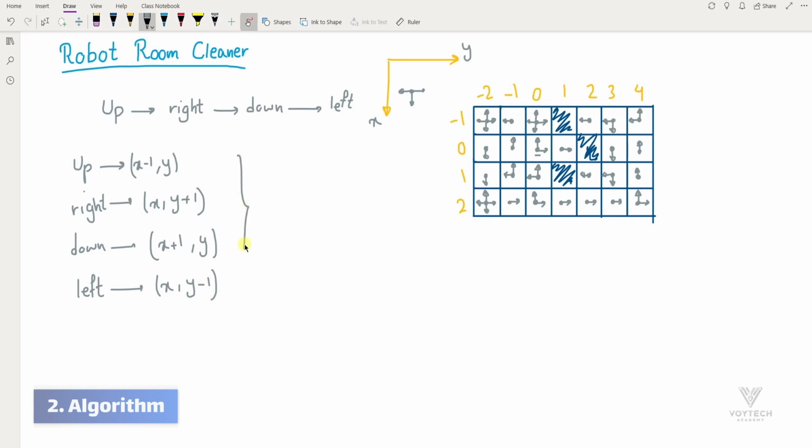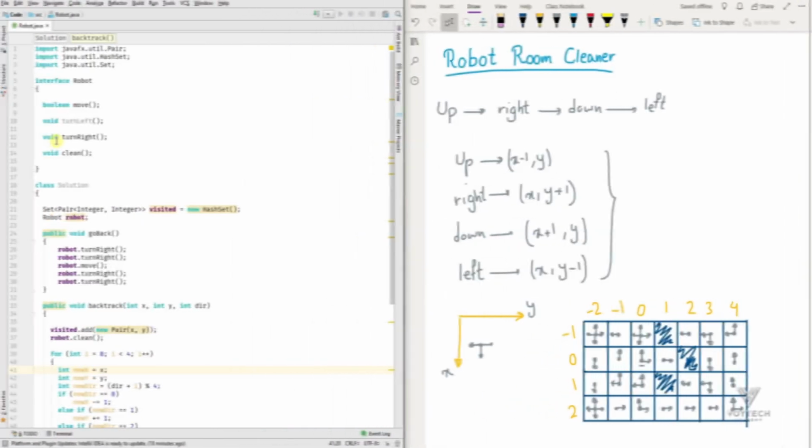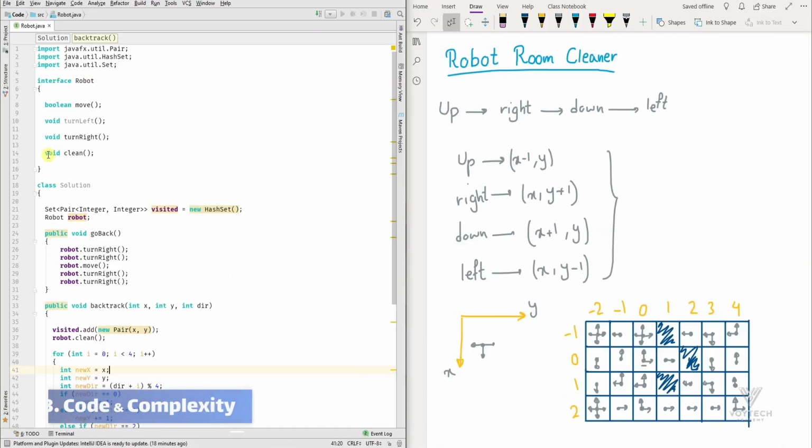We use these positions in our code, so it's important to understand them, and also pay attention that the coordinate system we use is a bit different from what we usually have. Now that we understood the algorithm and how it works, let's analyze the suitable code for this algorithm. The code contains the robot interface that the question gave us, and the solution class that we wrote.